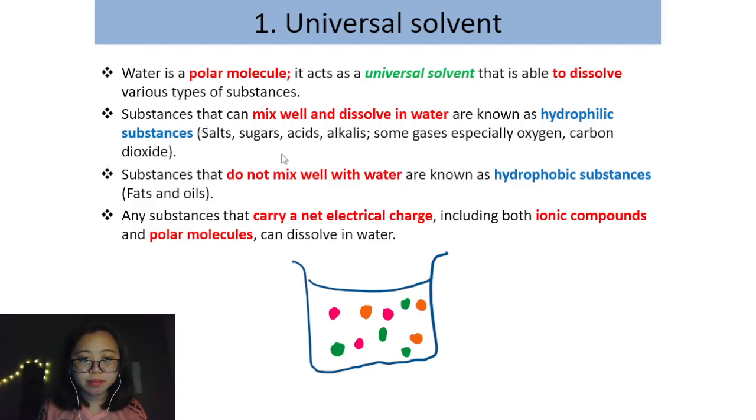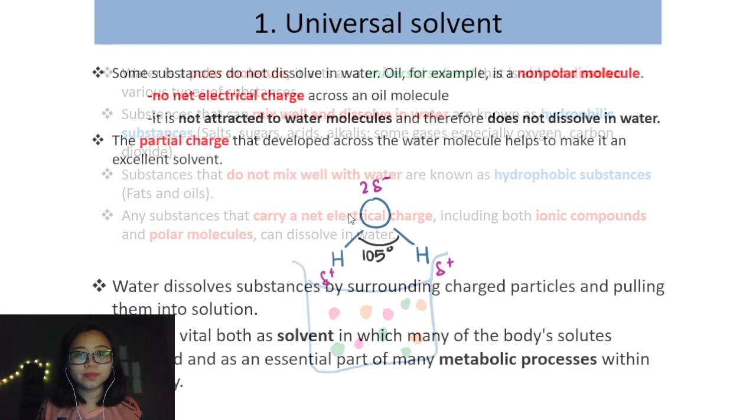So these are some examples. Substances that do not mix well with water are known as hydrophobic substances. So benda macam minyak-minyak, lemak-lemak, okay, dia tidak mudah larut dalam air sebab dia takut air. Hydrophobic, scared of water. And thirdly, any substance that carry a net electrical charge, including both ionic compounds and polar molecules, can dissolve in water. So benda yang ada cas boleh larut dalam air because water is polar molecule.